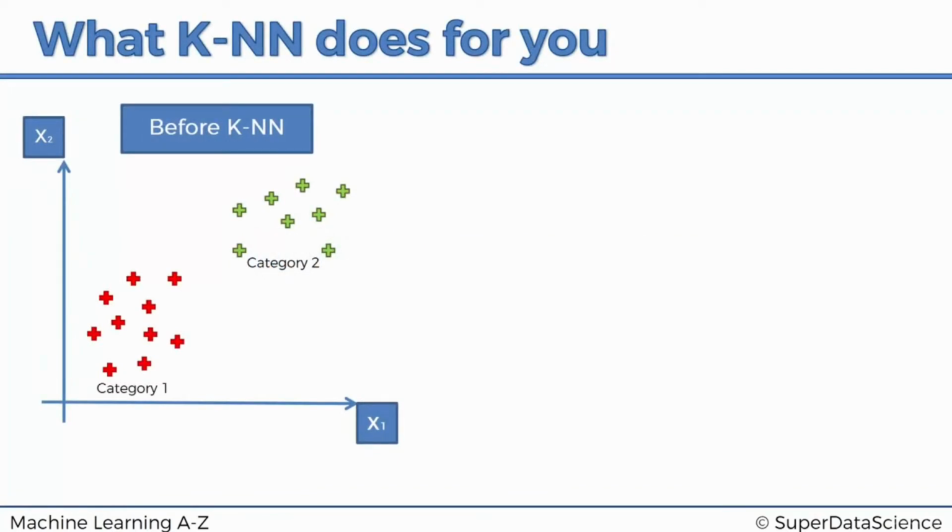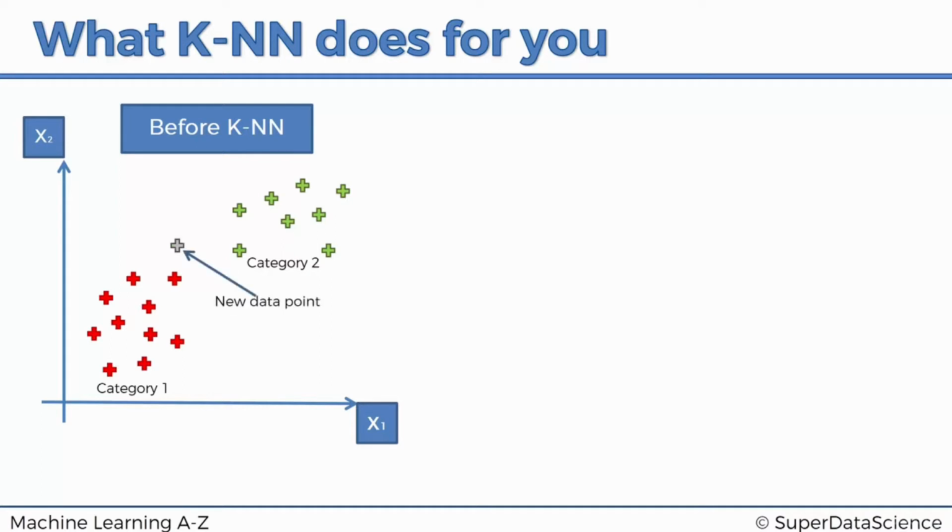So let's imagine that we have a scenario where we have two categories already present in our dataset. We've identified two categories: category 1 on the left, which is red, and category 2 on the right, which is green. And for simplicity's sake, we're just going to take into consideration two variables, or two columns, in our dataset. So all of this grouping is happening based on these two columns, x1 and x2.